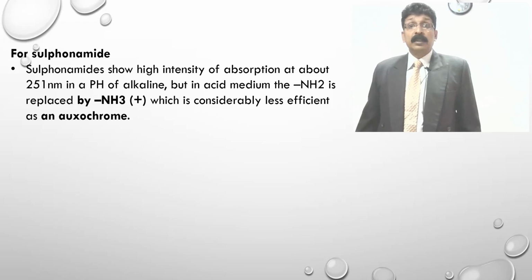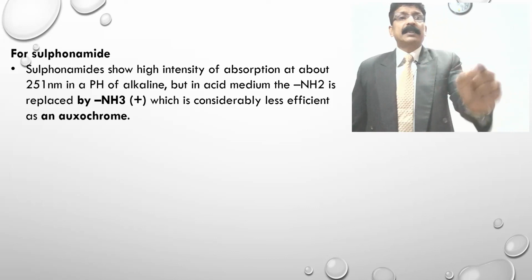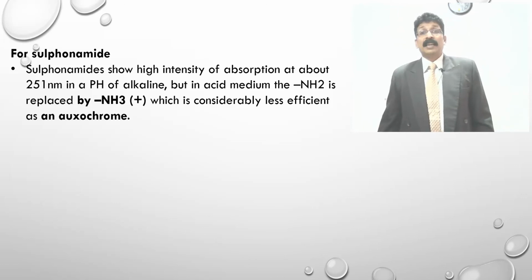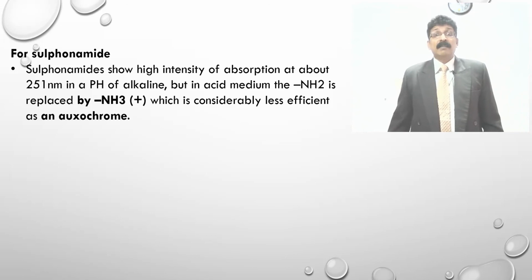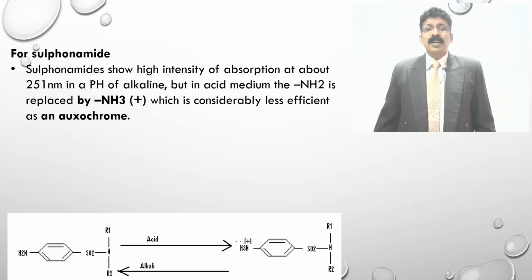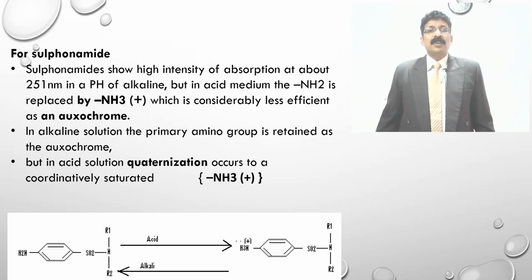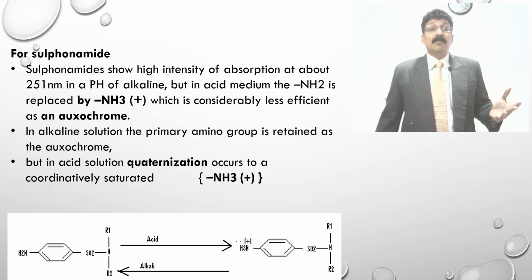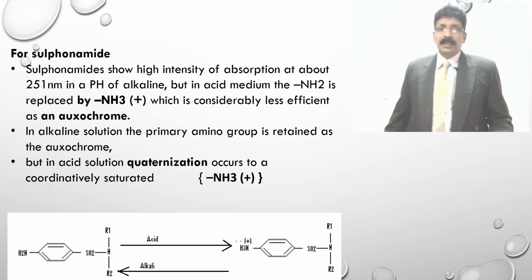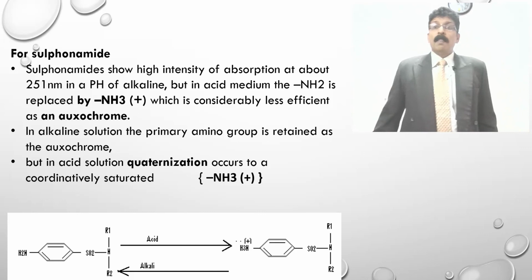Why? In alkaline pH they show 251 nanometer. In acidic medium it changes slightly, because NH2 becomes NH3 and is less effective as an auxochrome. It becomes less effective because the hydrogen atoms in acidic solution contribute, and it becomes NH3. The lone pair of electrons is satisfied by getting attached to the hydrogen, so more energy may be needed for them to get excited.